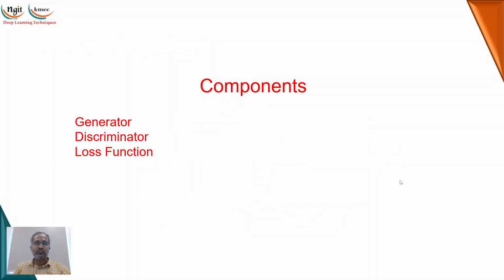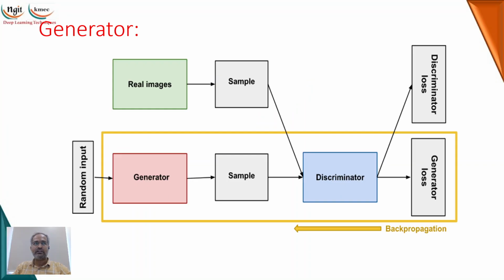Now, how can we train the model? What are the components? Generator, discriminator, and loss function. The loss function is also important here. Generator training involves the components of both the generator and the discriminator. But while training the generator, the discriminator weights will be locked, and only the generator weights will be updated, so that only the generator gets trained.